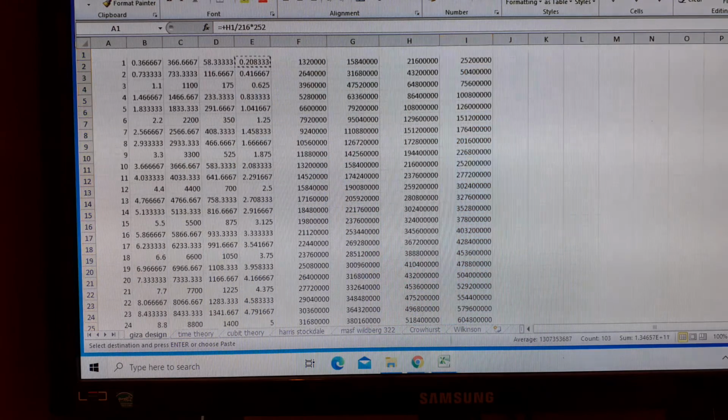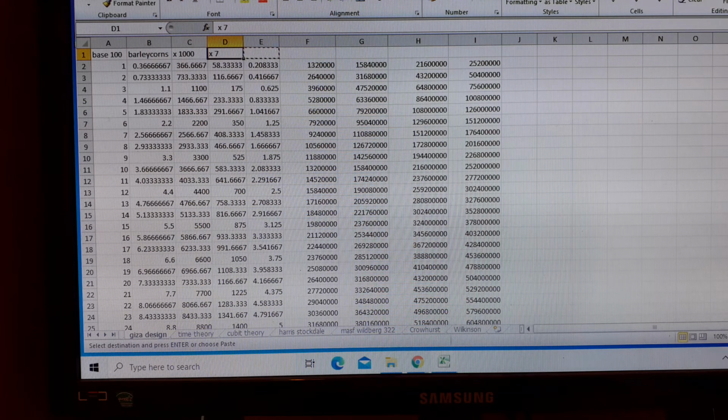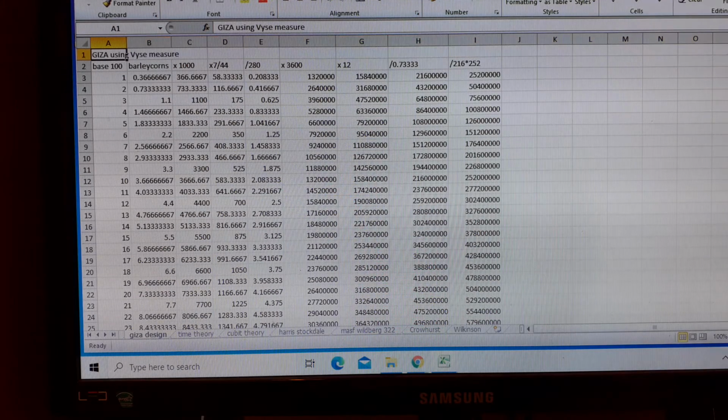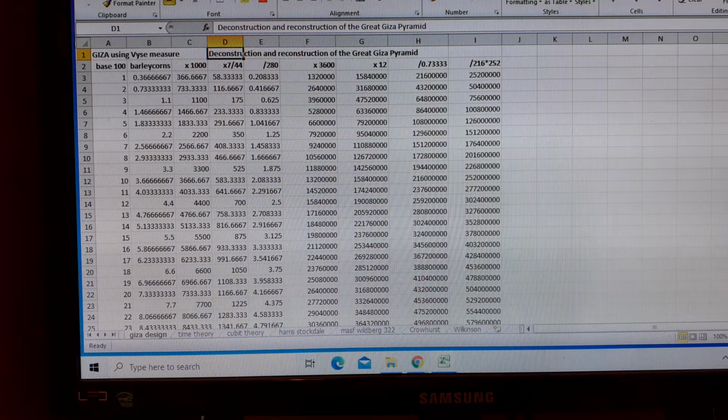And now we put the notation in across the top, what we're using, how we get to all these figures. And I've explained all these now, we know. And we're building up now, put a title in bold. We'll bold up the headers. And then deconstruction and reconstruction of the Great Giza Pyramid. And that's it, because that's gone blank now. If I go back one, it'll be dark. And we go back again. I'm not sure you can actually see that. No, you can't see that on the screen, but never mind.